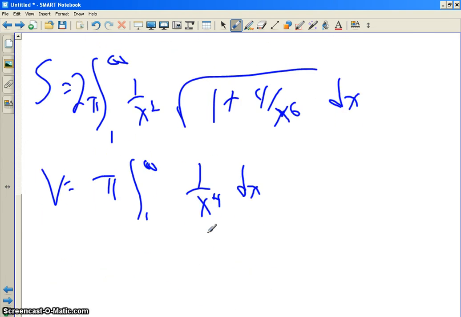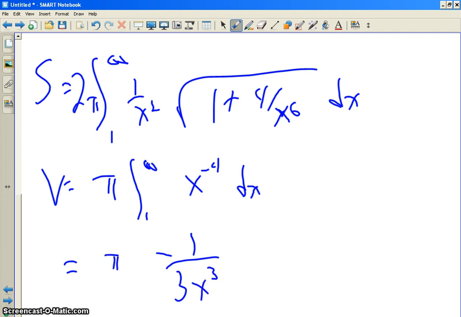Why don't we finish the volume? What's the volume of Gabriel's horn if that's the shape? Well, the antiderivative is what? This is really x to the negative 4, right? So how do you do that? Let's do this one, the volume. It's x to the negative 3 over negative 3. So it's negative 1 over 3x cubed. Is that the same thing? Okay.